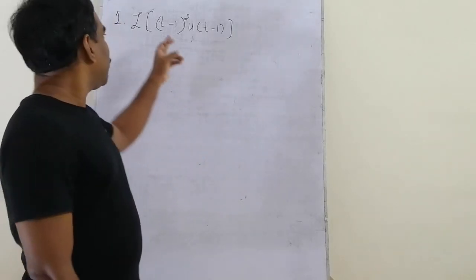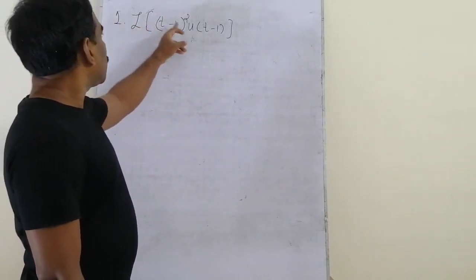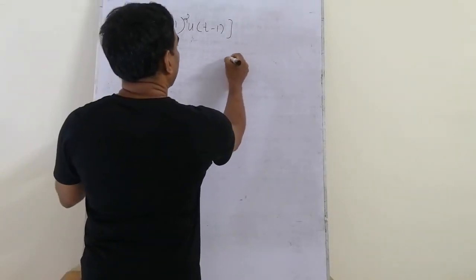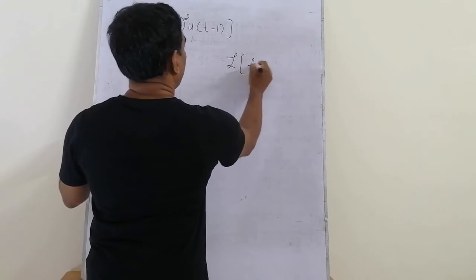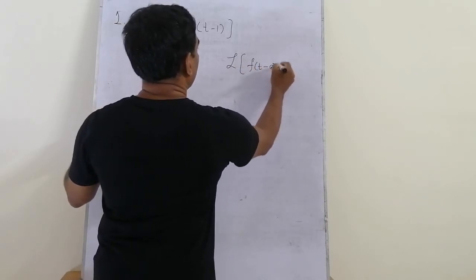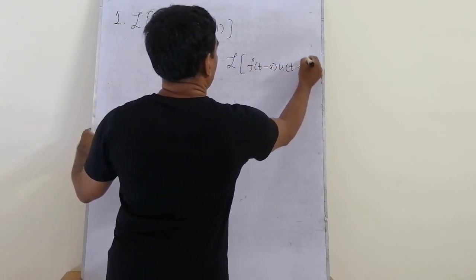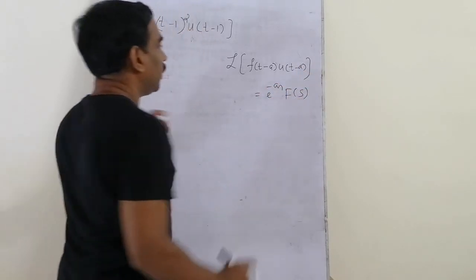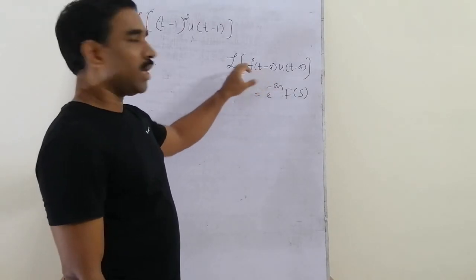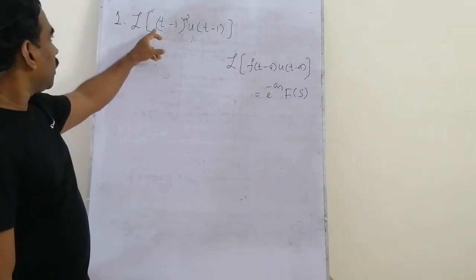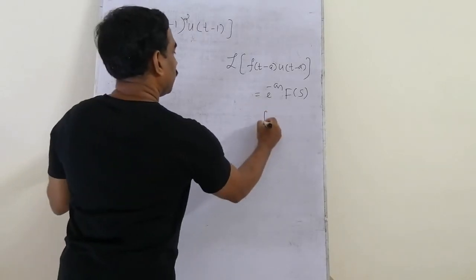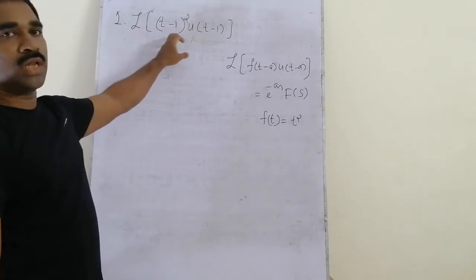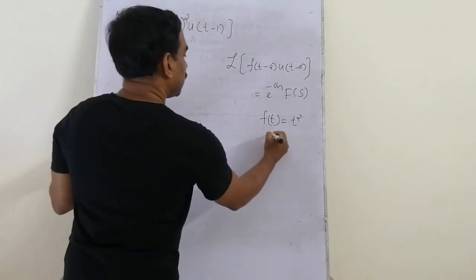Consider the first problem. Find the Laplace transform of (t - 1)^2 u(t - 1). For solving this problem, we will consider the second shifting theorem, that is, the Laplace transform of f(t - a) u(t - a) is equal to e^(-as) F(s), where this capital F(s) is the transform of the function f(t). And here what is f(t)? Here f(t) is equal to t^2, and this function is shifted 1 unit to the right, and u(t - a) where a is equal to 1.